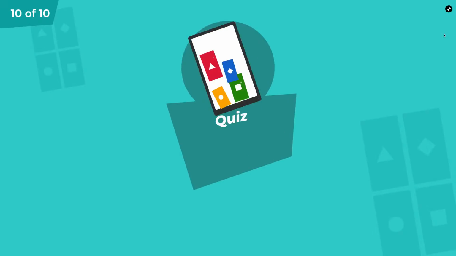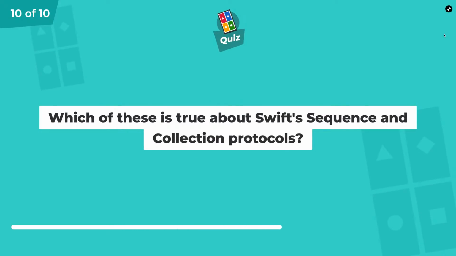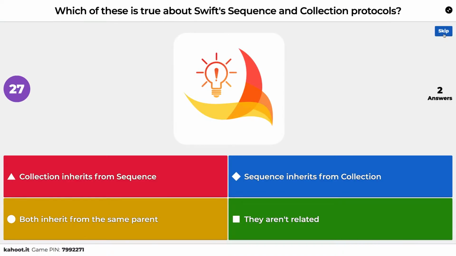Here we go. Last question, also double points, all to play for, folks. Which of these is true about Swift sequence and collection protocols? Collection inherits from sequence, sequence inherits from collection, both inherit from the same parent, or they aren't related. Let's find out, folks. 5 seconds. 4, 3, 2, 1.